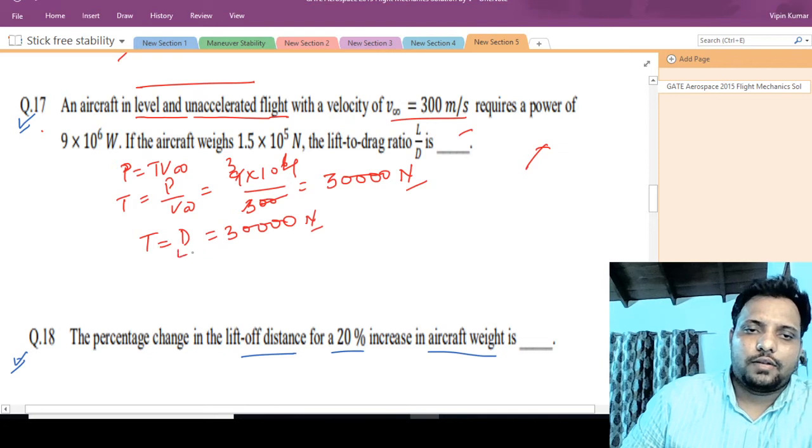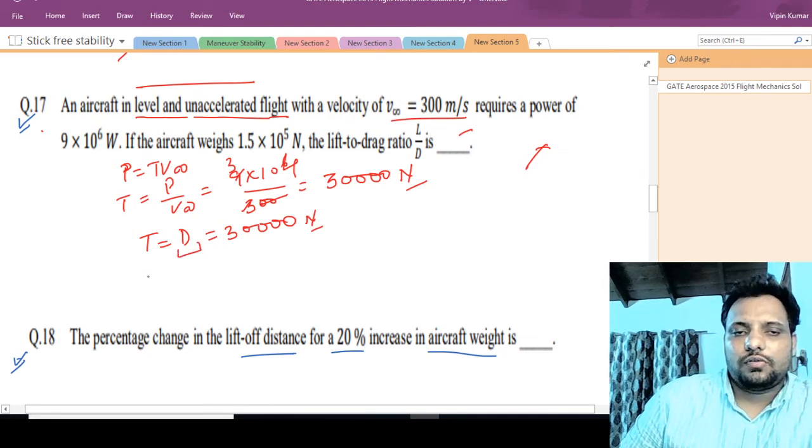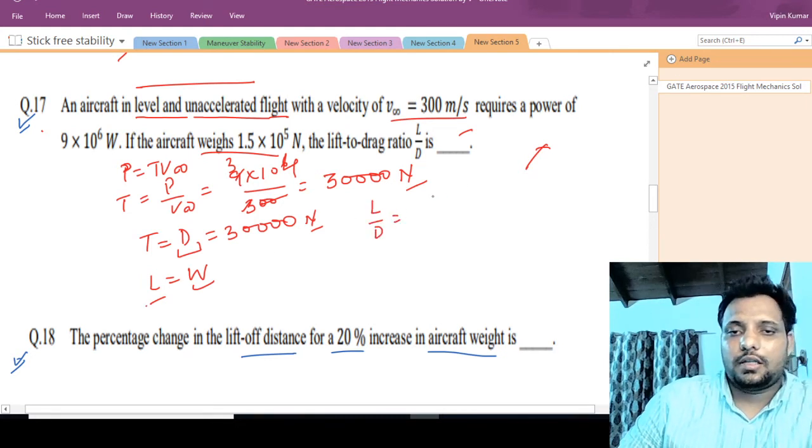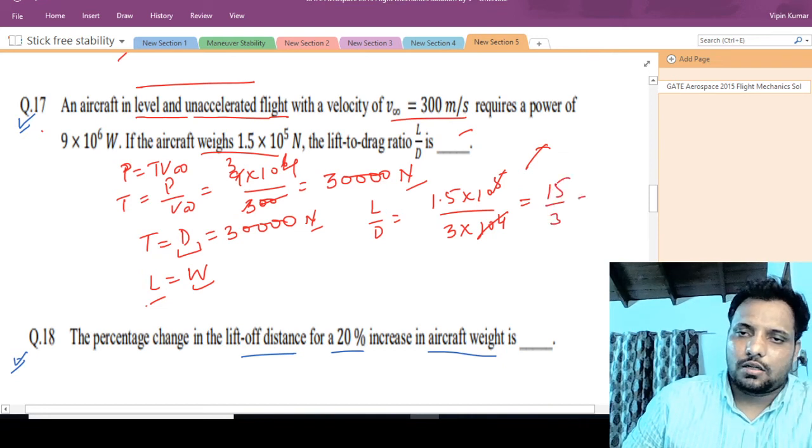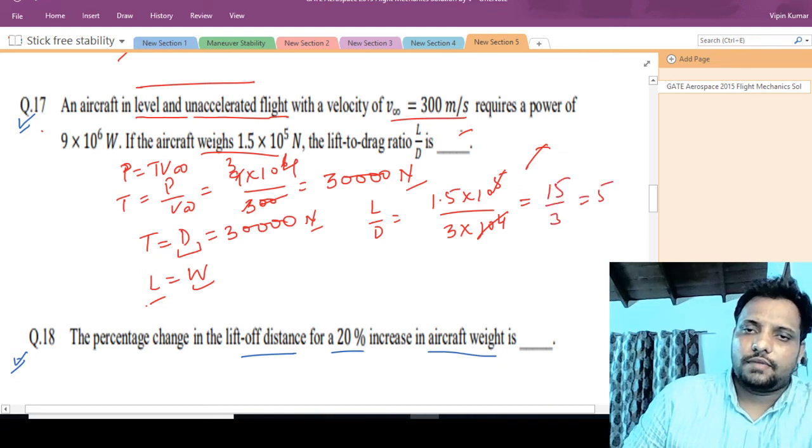So I have the value of drag now, and also from level and unaccelerated flight, lift is equal to weight. So I have weight given in the numerical, so lift is also known to me, so easily I can get what L by D is. So 1.5 into 10 to the power 5 upon 30, or let's say this. Okay, so it is 15 by 3. 5 is the answer, lift to drag ratio.